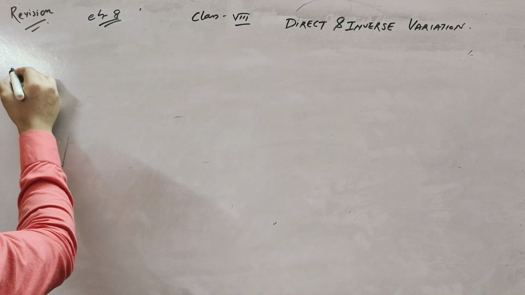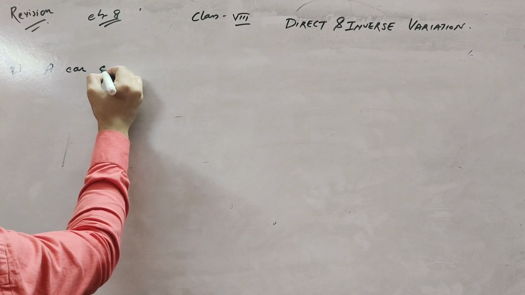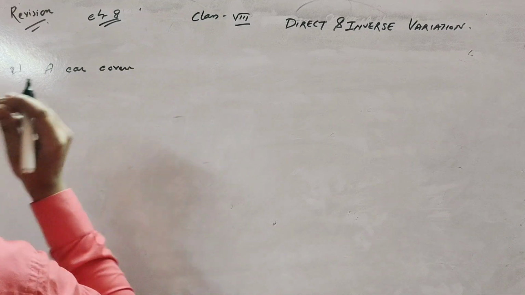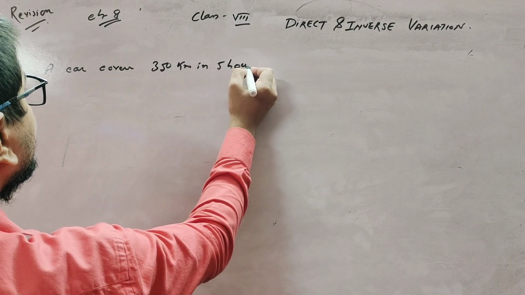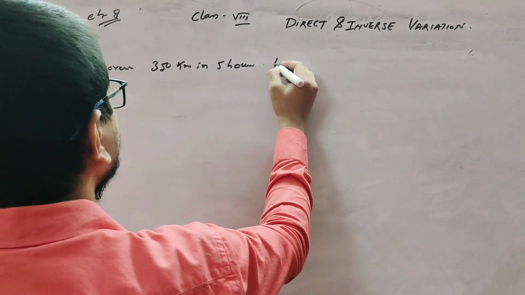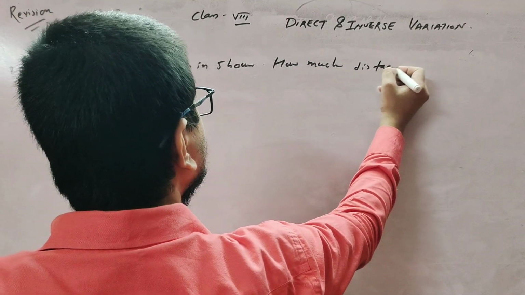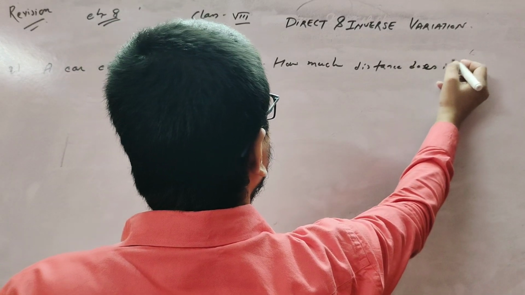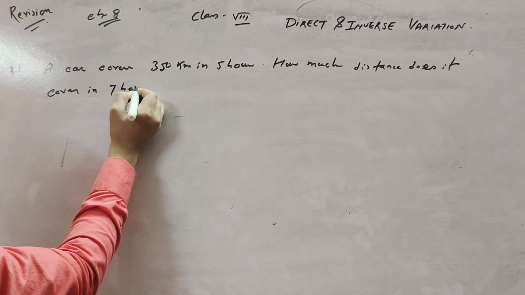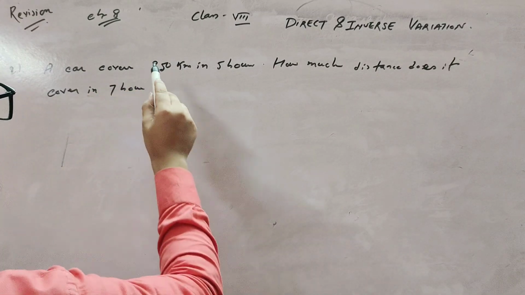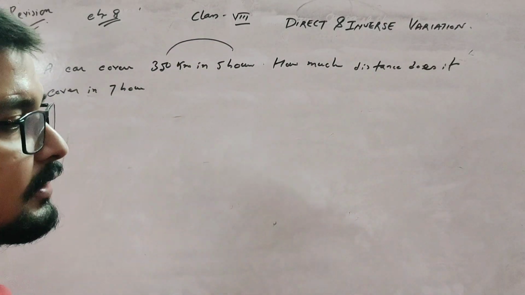Another question, question number 2. Suppose a car covers 350 kilometers in 5 hours, how much distance does it cover in 7 hours? So directly, see, a car covered 350 kilometers in 5 hours, how much distance will it cover in 7 hours?